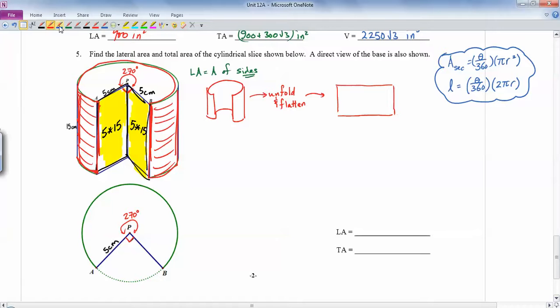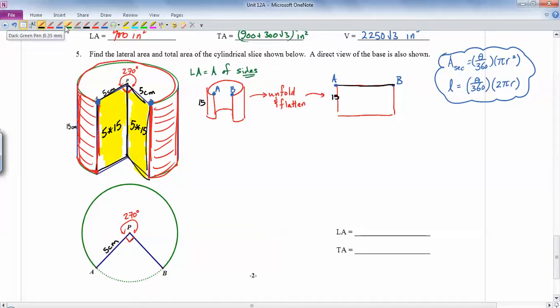Okay, now let me note, this point is A, this point is B, here's A, here's B, and when you unfold the thing, here's A, and here's B, right? Well, I know that the height is 15. This is 15, so this is 15. The length of the rectangle I need, right? I need this thing.